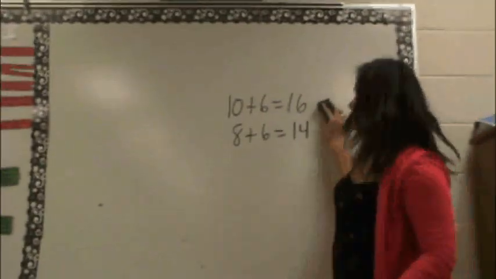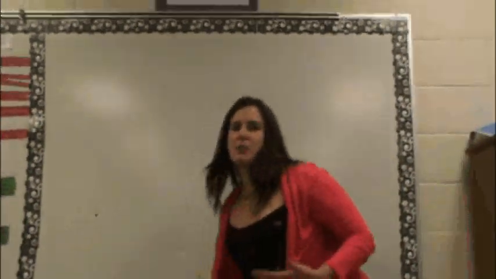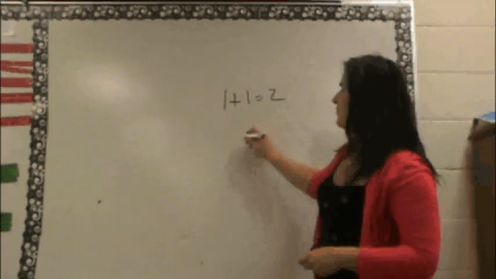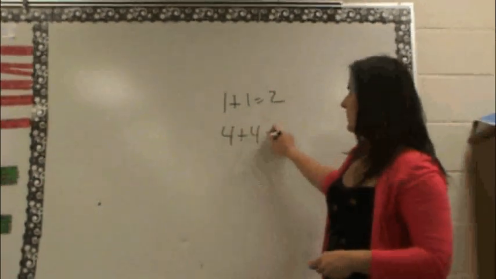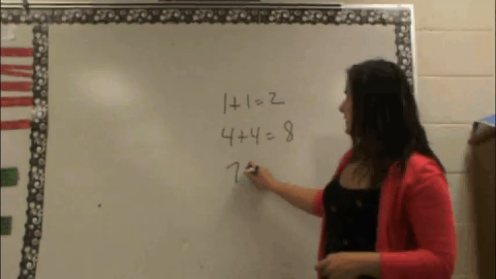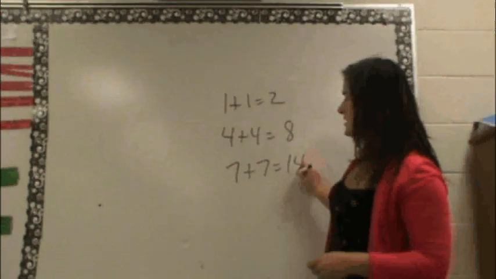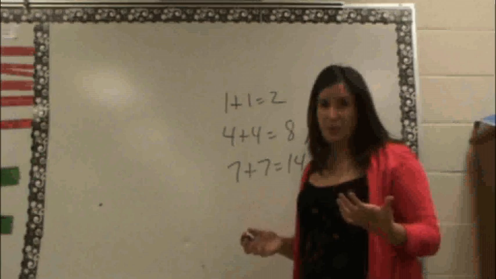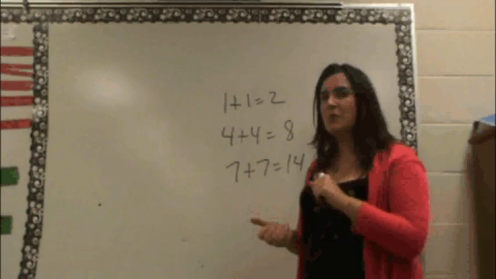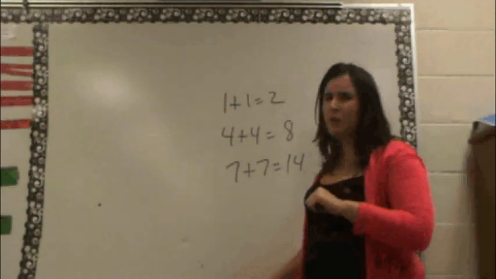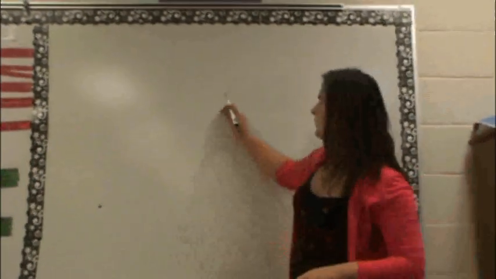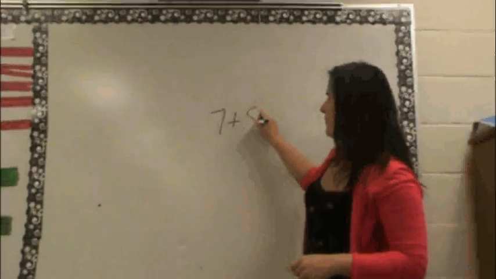what you want to work on is really your doubles. Students should know their doubles strategies, right? They should know that 1 plus 1 is 2, 4 plus 4 is 8, 7 plus 7 is 14, and so on. So once they've established a knowledge of their doubles, what you want to look at is numbers that are close to the double, so the doubles plus or minus 1. Or in another word, numbers that are just 1 apart.